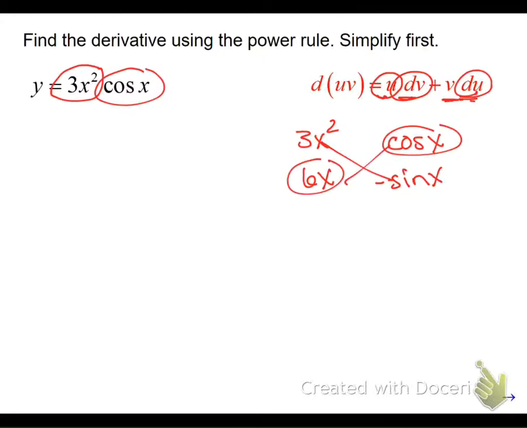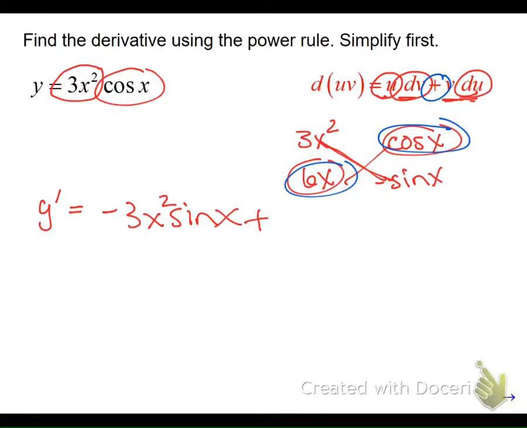That's why I call it crisscross. So the derivative will be the first factor times the derivative of the second. This times this will be negative 3x squared times sine x. Plus, because the formula has a plus sign right there, now I'm going to multiply v du, second factor times derivative of the first. I usually put the polynomial part first, so it's 6x cosine x. And that's it. That's the answer.